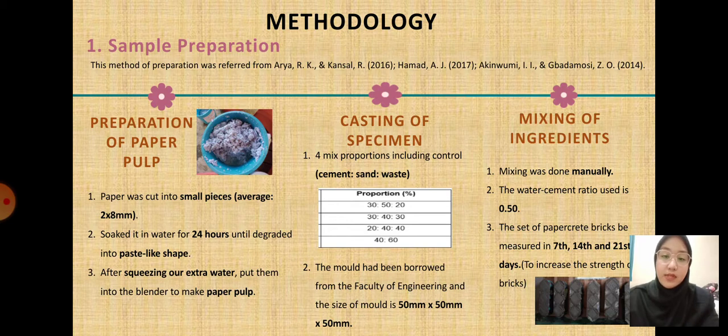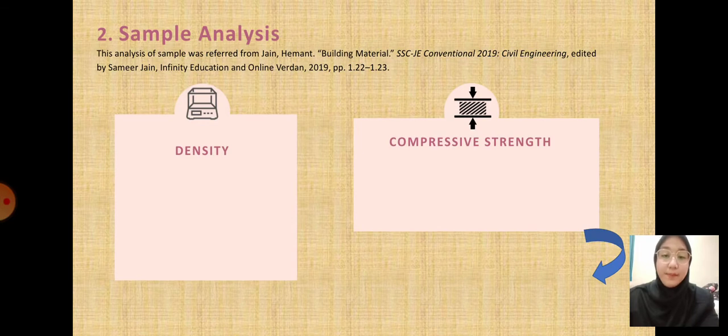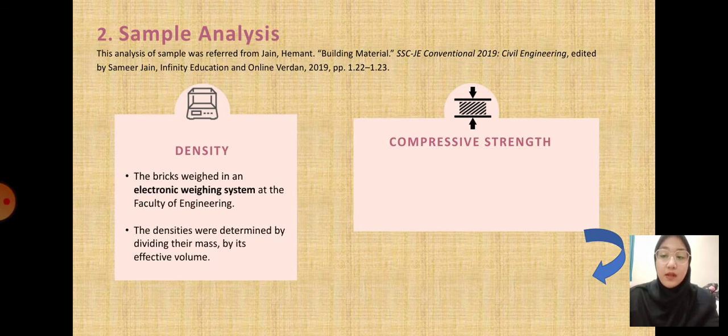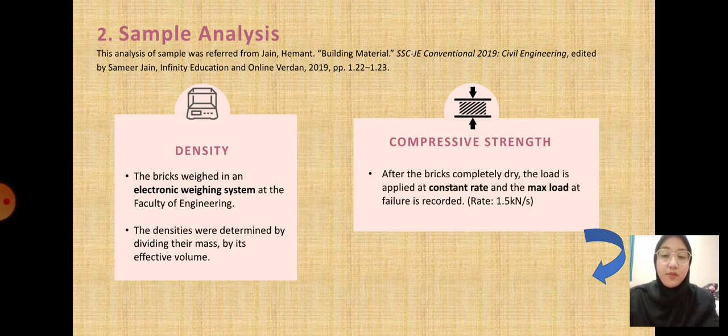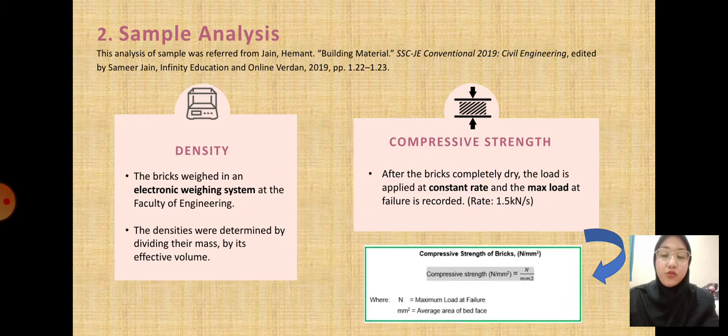Mixing of ingredients. The mixing was done manually. The water cement ratio used is 0.5. The papercrete bricks were measured on the 7th, 14th, and 21st day. This is used to increase the strength of the brick. For sample analysis, for density, the brick was weighed on an electronic weighing system at the Faculty of Engineering. The density was determined by dividing the mass by the effective volume. For compressive strength, after the brick completely dried, the load is applied at a constant rate and the maximum load at failure is recorded. This is the formula that I use to calculate the compressive strength of the brick.